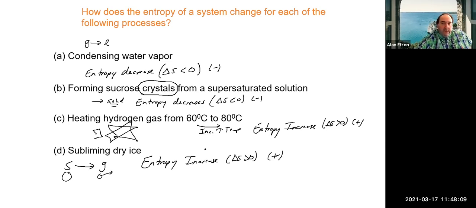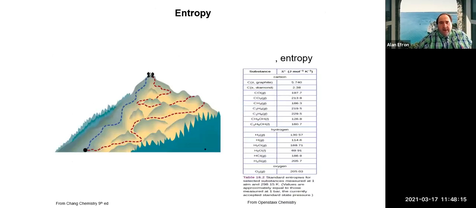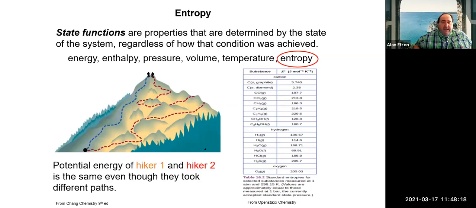Okay, let's talk a little bit more about entropy. Entropy is a state function. A reminder: a state function is something that is determined by two states, where it started and where it ended up. How you get there doesn't really matter. Things like energy, enthalpy, pressure, volume, temperature, and entropy are things where we calculate final minus initial.